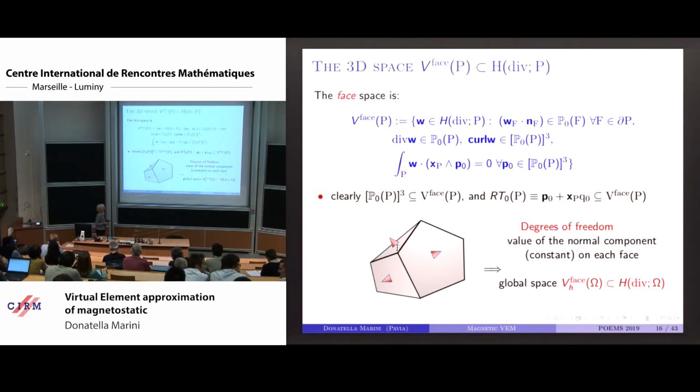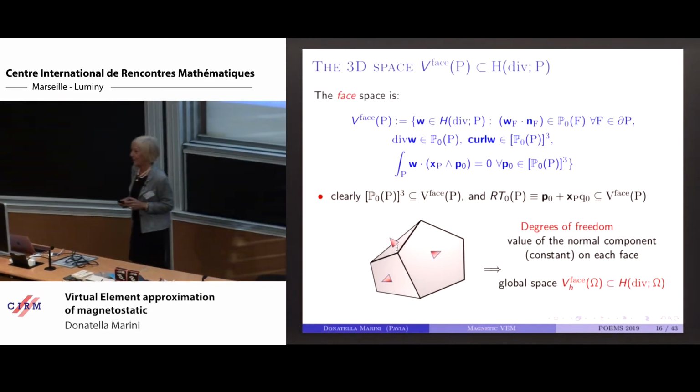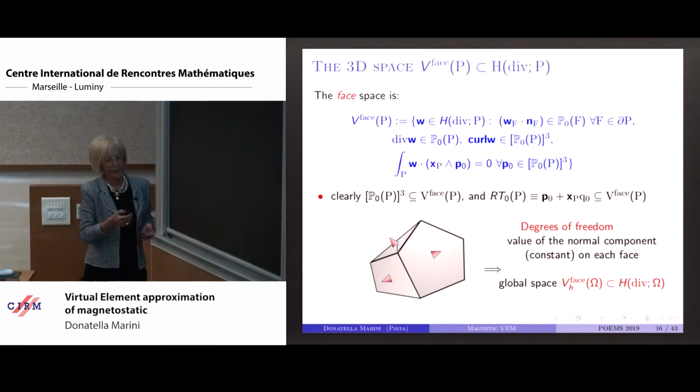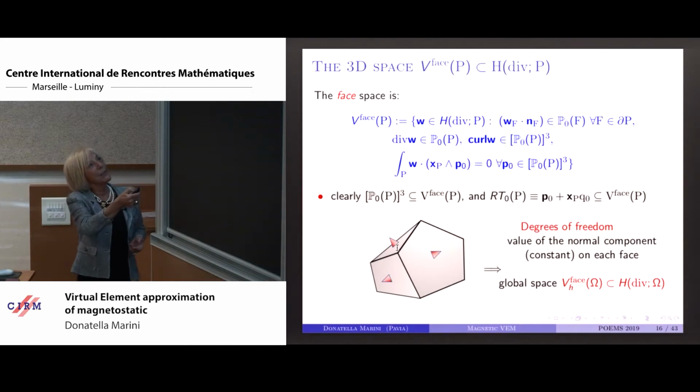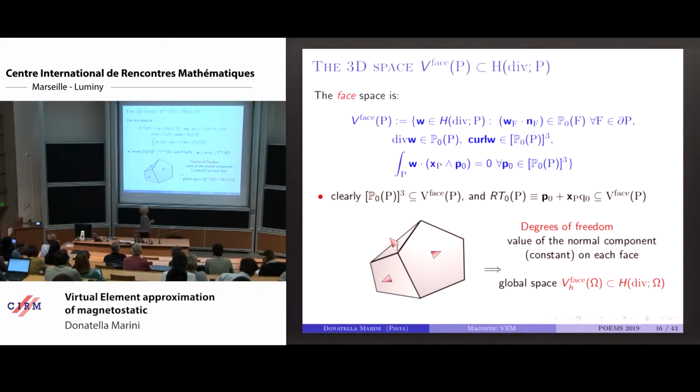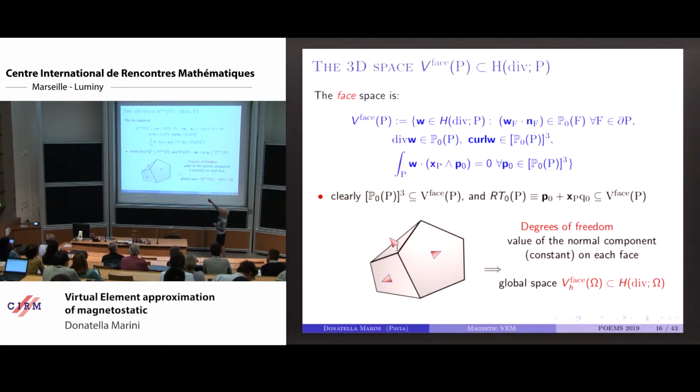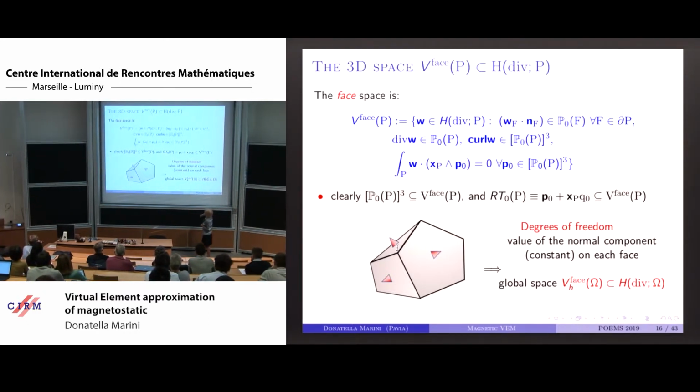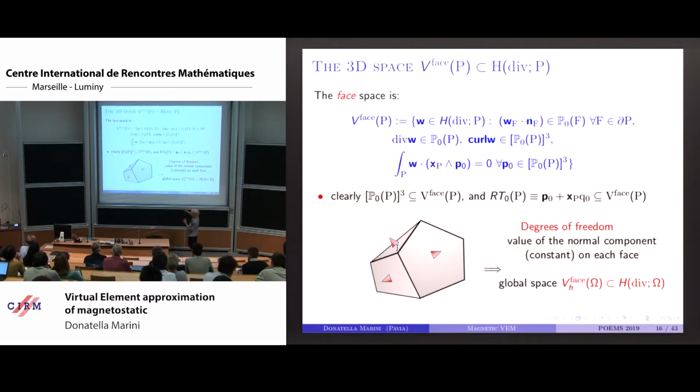And now here we also need a space for the approximation of H div, so a face space. And this is the definition, normal component constant on each face, curl and divergence constant, plus the third condition there, which is needed for the exactness of the sequence. And here, what do we have? Well, you can check immediately that constant vectors are included there. Not only that, also Raviart-Thomas, lowest order Raviart-Thomas elements are included there.